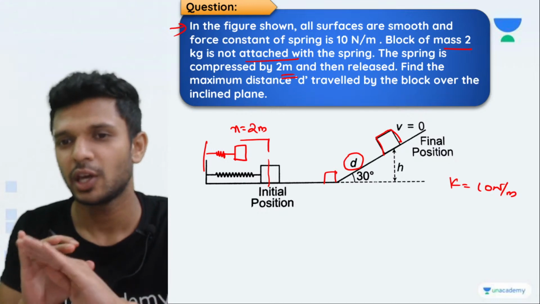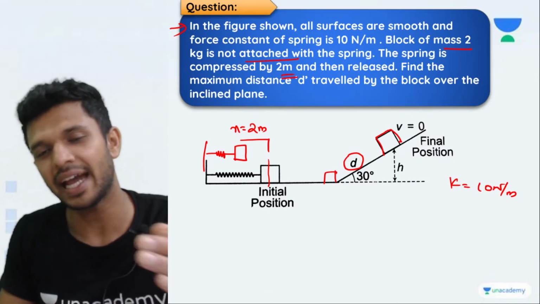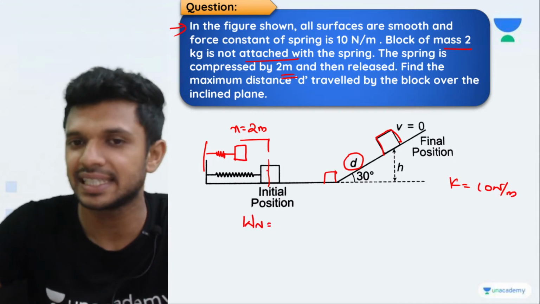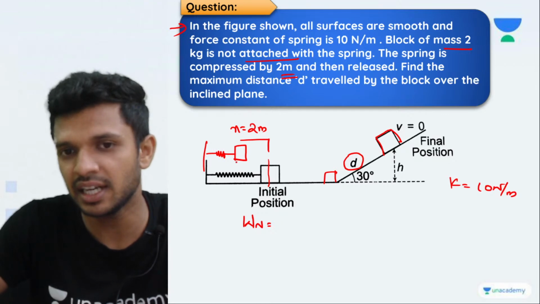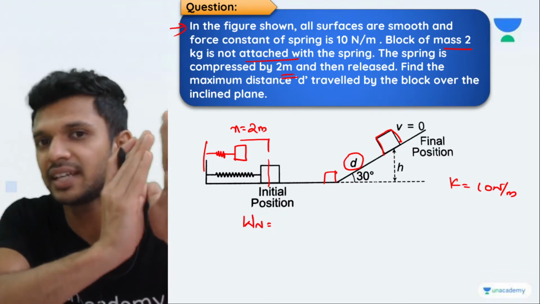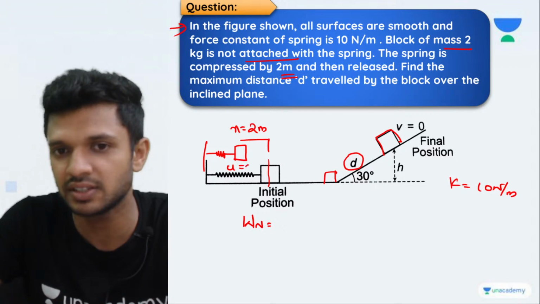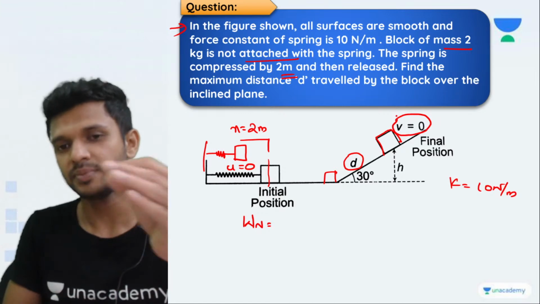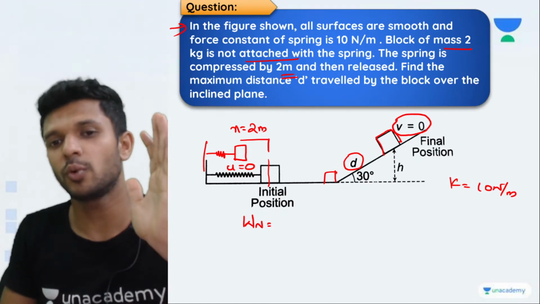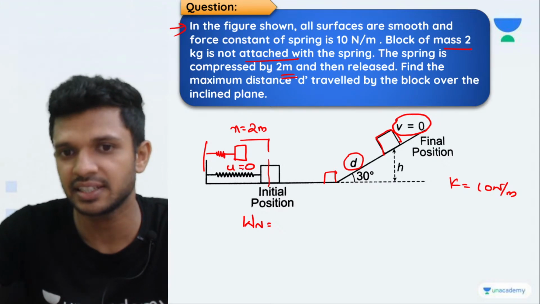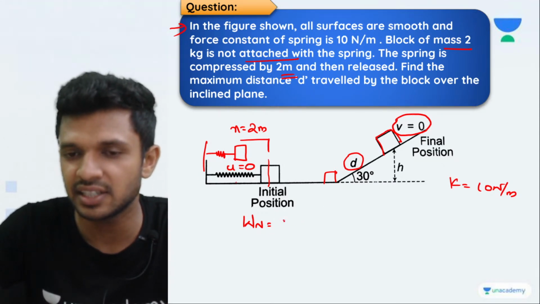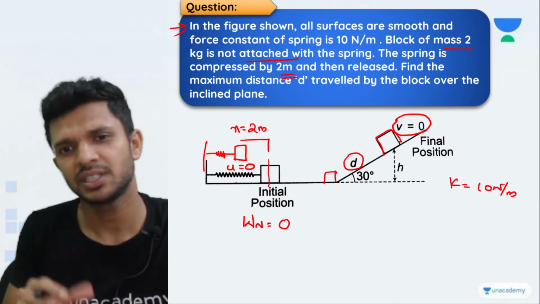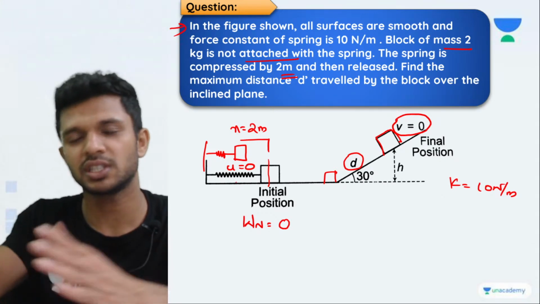Is it a tough problem? Not at all. You simply have to use the work energy theorem here. Work done by the total forces equals the change in kinetic energy. Initially, once the mass was compressed and at the initial position, the initial velocity was 0. Once it reaches the top, the final velocity is also 0. Which means work done by the net force is equal to the change in kinetic energy. Initial and final kinetic energy are 0, so work done by the net force is 0. Why? Change in kinetic energy is 0, since at both positions kinetic energies are 0.